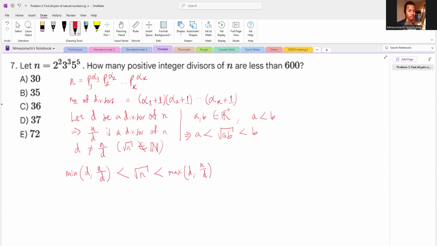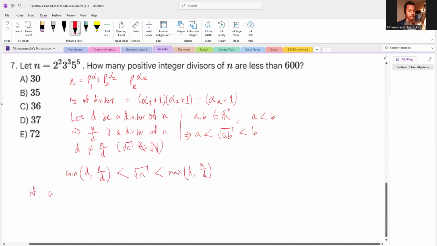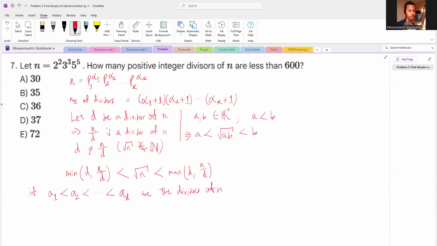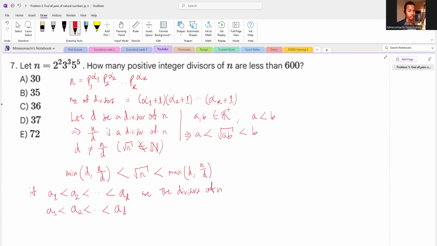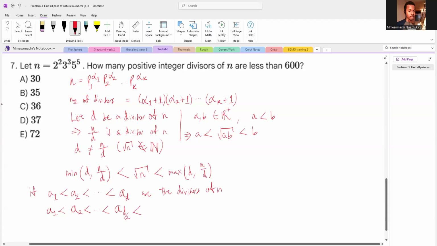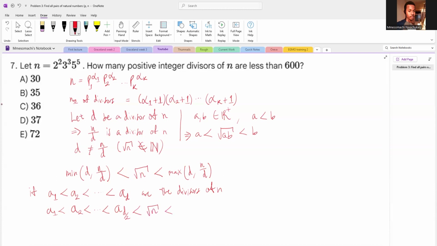And in fact, inductively, we can then get that if A1 less than A2 less than up to AD are the divisors of n, then from this statement, inductively, we get A1 less than A2 less than ... A_{D/2} less than the square root of n less than A_{D/2+1} less than ... less than AD. So from that statement, we can get this inductively.